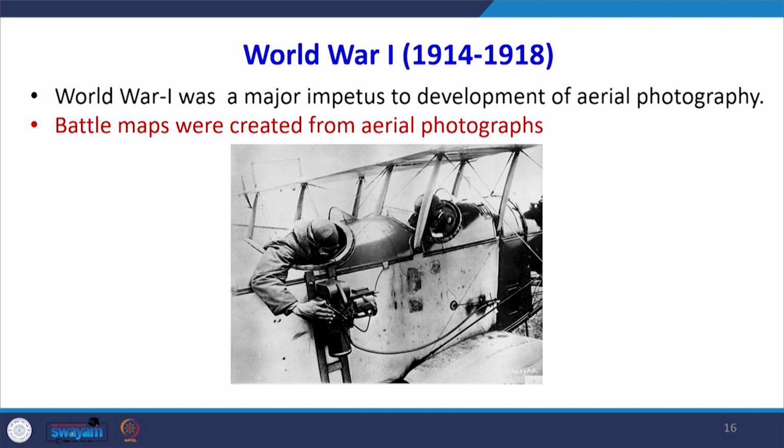But it became much more popular during the World War period, which was 1914 to 1918, and this was the era when the aerial photogrammetry has developed.